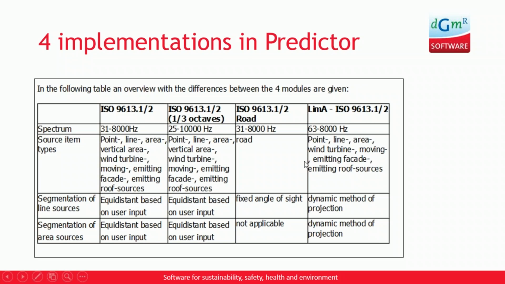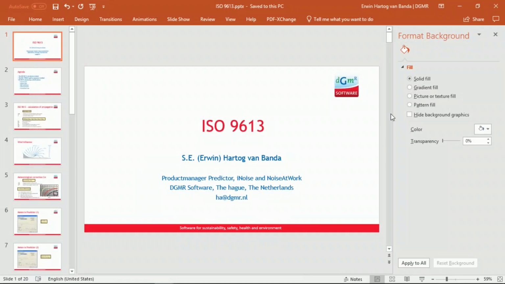And normally for starting users of Predictor, I would say use the original ISO, because the original ISO starts from 31 Hz to 8000 Hz, while the LimA ISO is only from 63 to 8000 Hz. So there are some differences. Also, the ISO has more types of sources. So it's a decision you as a user can make. But if you do not know what to choose, I would say choose the first one, the Octave implementation, this one. So that was the first part.